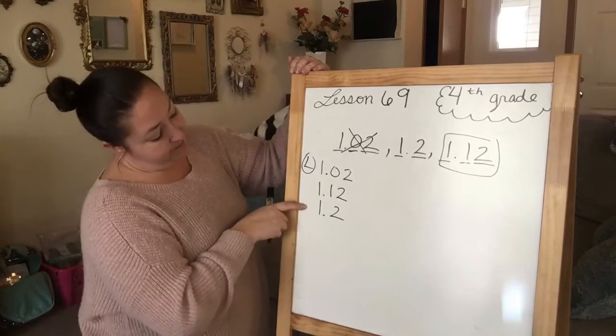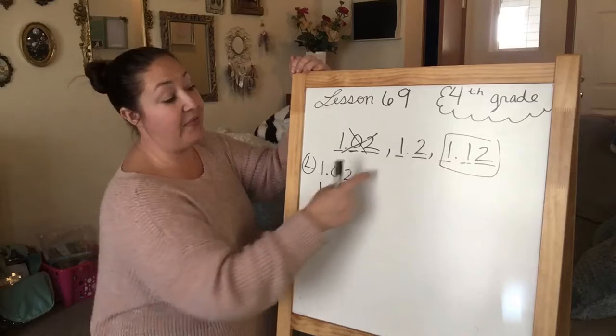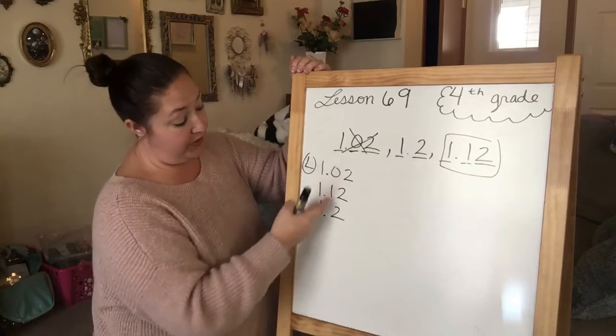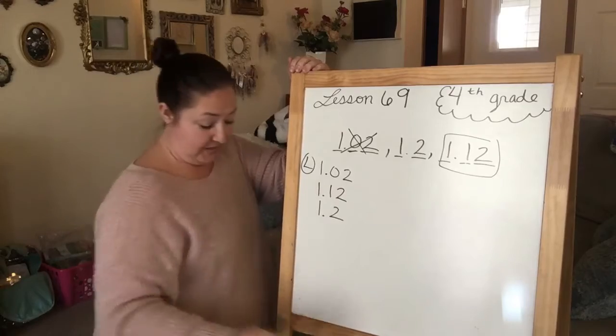So do you see how we lined that up? 0, 1, 2. We didn't even have to go to the hundredths place sometimes. We already knew that that number was least, so that's the order we put it. Okay?